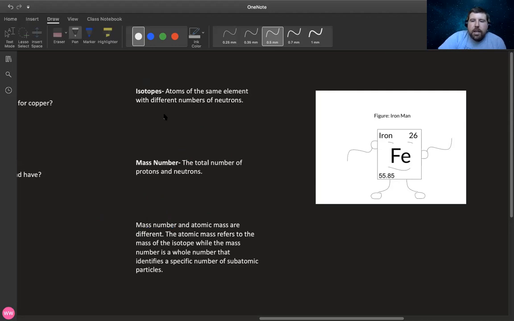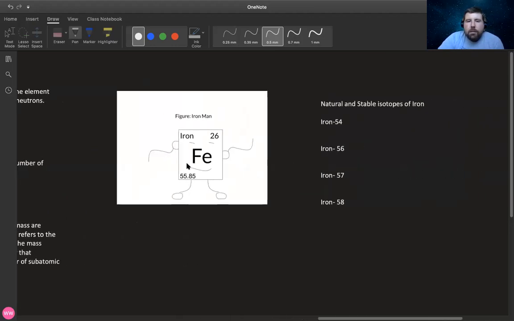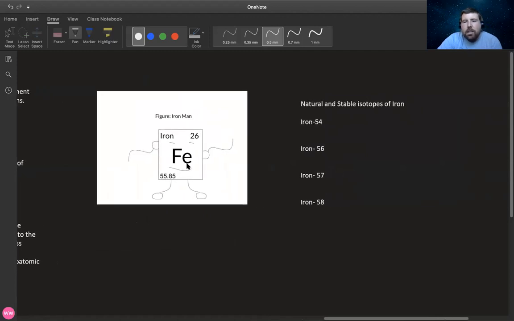So I want to end today by looking at some examples of natural and stable isotopes. We're going to specifically look at iron. Here's our Iron Man here. Yeah, that's right, Google Draw. Got that on the back of my hand. So here we go. Natural and stable isotopes of iron. There are 4 of them.